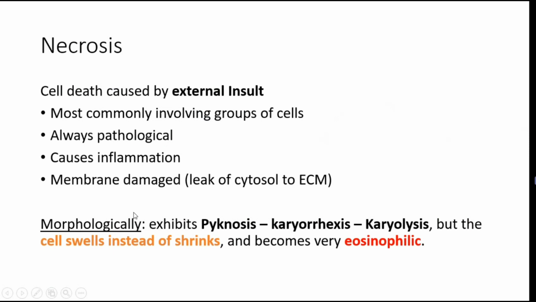How does necrosis look morphologically under the microscope? Well, it starts with pyknosis, karyorrhexis, or karyolysis, either of the three. But what's important to mention, other than this, is that in the case of necrosis, the cell swells and not shrinks, and it looks very eosinophilic under the microscope. Whereas in apoptosis, the cell would be shrinking under the microscope. That is what differentiates necrosis from apoptosis. So these three terms, plus a swelling of the cell and eosinophilic nature, are the microscopic morphology of necrosis.